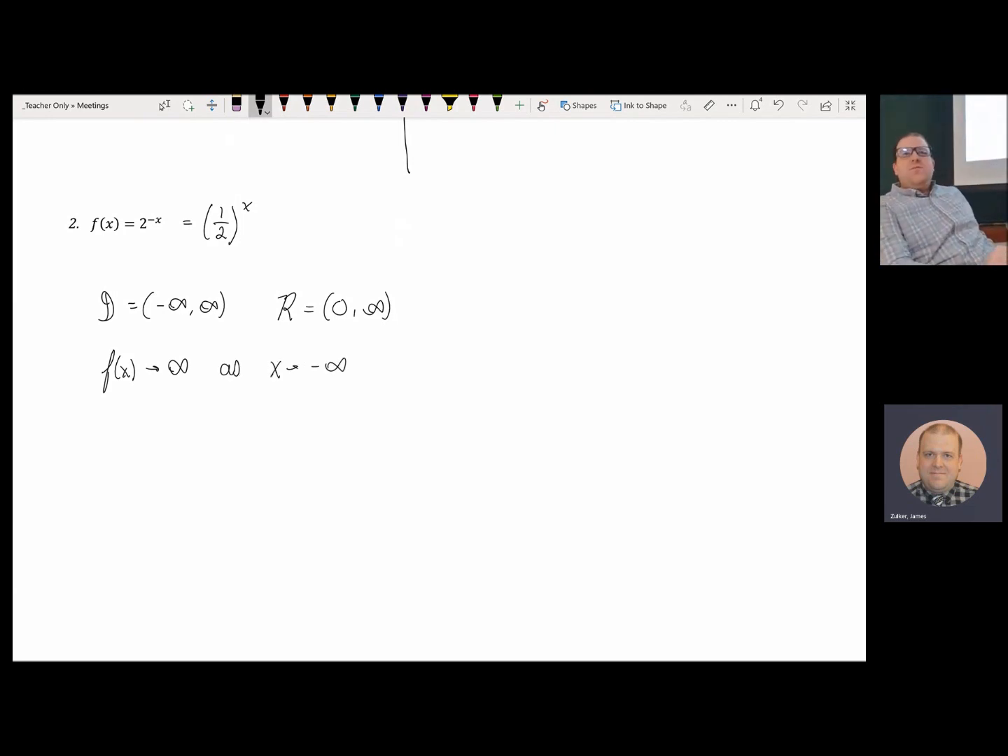But now f of x will approach infinity as x approaches negative infinity. Right? Because essentially what's happening is, as you let x get larger in the negative direction, think of it as now 2 to the x. x gets larger, because the negative is going to flip it back to base 2. And it will approach 0 as x approaches infinity. And of course, f of 0 is still 1.